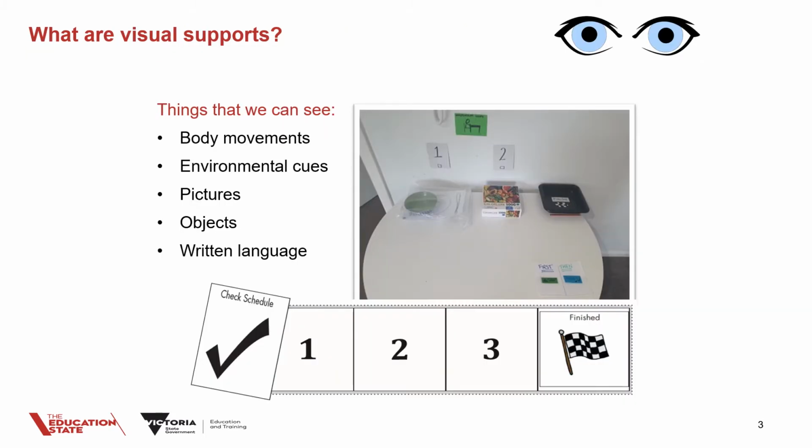Visual supports are a range of things. They're things that we can see. They can be body movements, environmental cues, pictures, objects, written language. There are a number of examples on your screen right now.